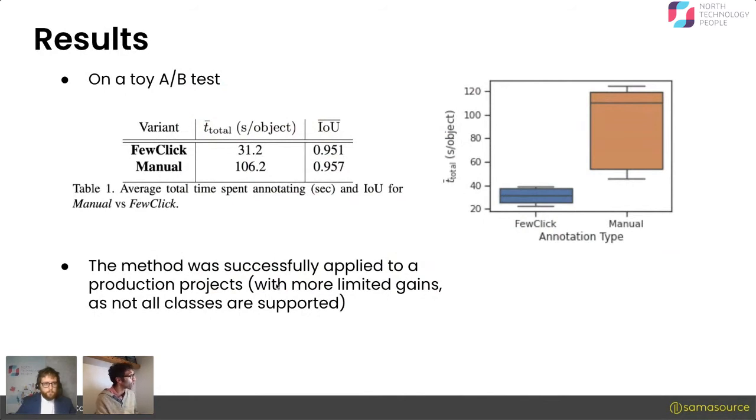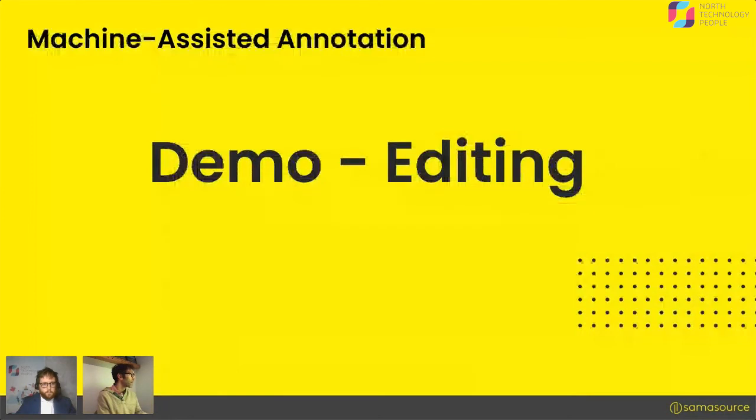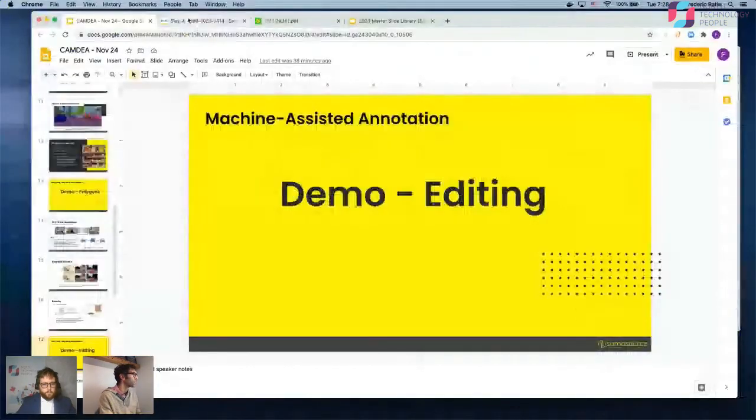We've applied this to a project. We didn't observe that kind of gain, of course, because in a real project you can have 30, 40 classes, and we haven't trained the model yet on all of those classes, but this is something we've introduced. All right, I'll go back to my demo and I'll show you something else.